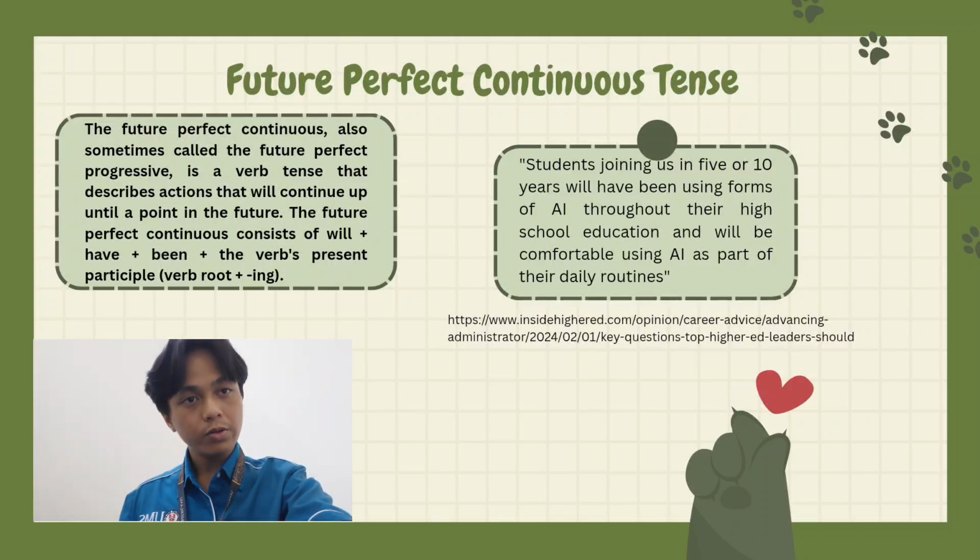So now we'll look at the future perfect continuous tense. This future perfect continuous tense, also sometimes called the future perfect progressive, is a verb tense that describes an action that will continue up until a point in the future. The future perfect continuous consists of will plus have plus been plus the verb's present participle, verb root word plus ing.